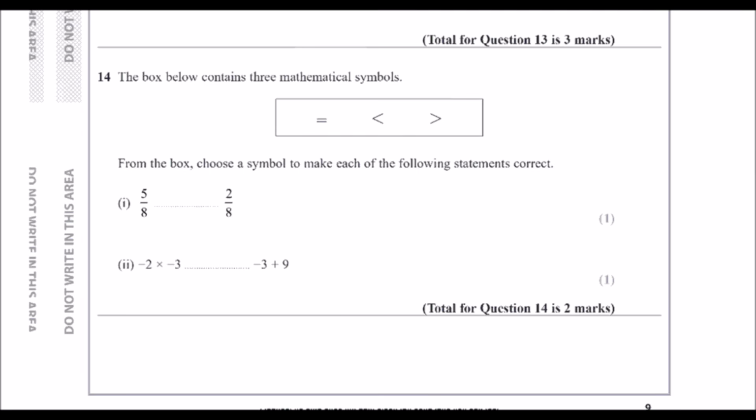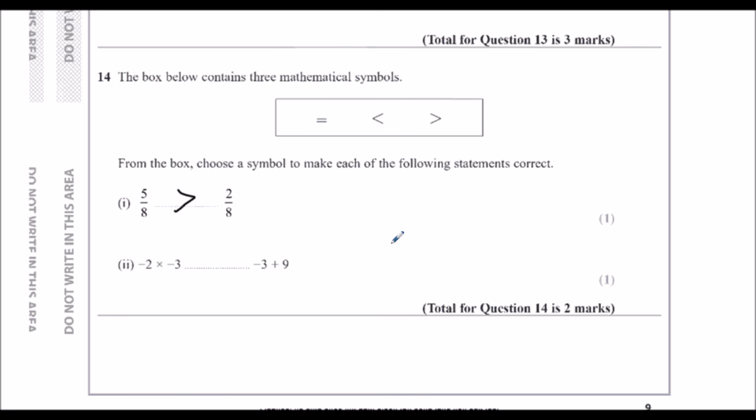Question 14. The box below contains 3 mathematical symbols. So we've got the equal to, the is less than, and the is bigger than symbol. From the box, choose a symbol to make each of the following statements correct. So 5/8 and 2/8. 5/8 is bigger than 2/8.